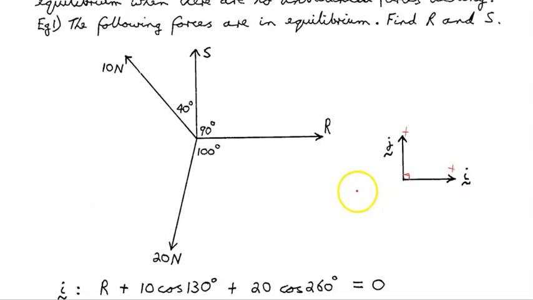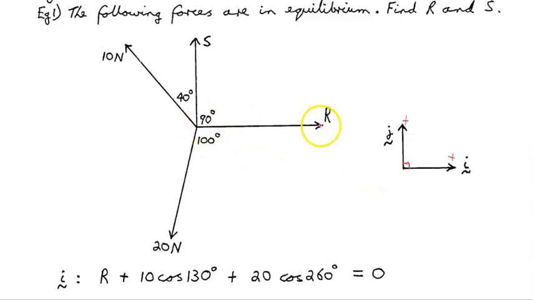Let's start with the i direction first. We have R acting along the horizontal axis in the direction of i, so we have plus R. The next force to consider: we have a component of this force, and later on we'll look at a vertical component. We also have a component of this force acting this way. Now, how do we measure our angles? We measure with respect to the positive direction of the horizontal axis, the positive x-axis in the Cartesian system, going anti-clockwise. So we go around here, 90 plus 40 is 130 degrees. So we're going to have 10 times cos 130 degrees, and that's this one here.